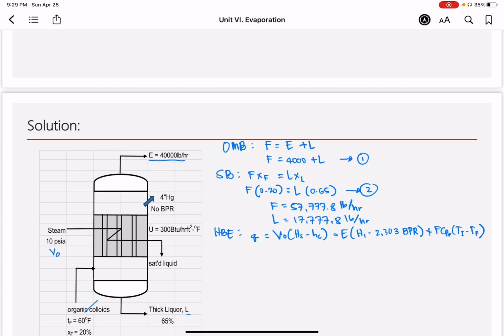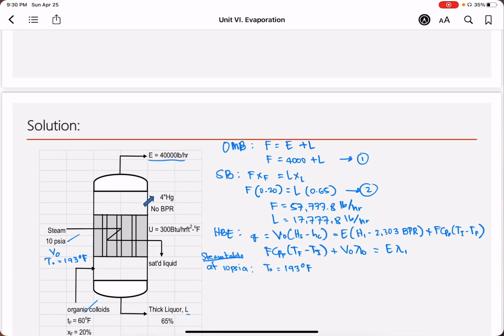Okay, or we could use that also as, which is equivalent to FCPF, TF minus T sub I plus VO lambda O. Latent heat is equivalent to here, equivalent to E lambda 1. Now, using your steam table, at 10 psi A, given 10 pound per square inch, using steam table. At 10 psi A, your TO is roughly 193 degrees F. So I know that the temperature here now is equivalent to 193 degrees Fahrenheit.